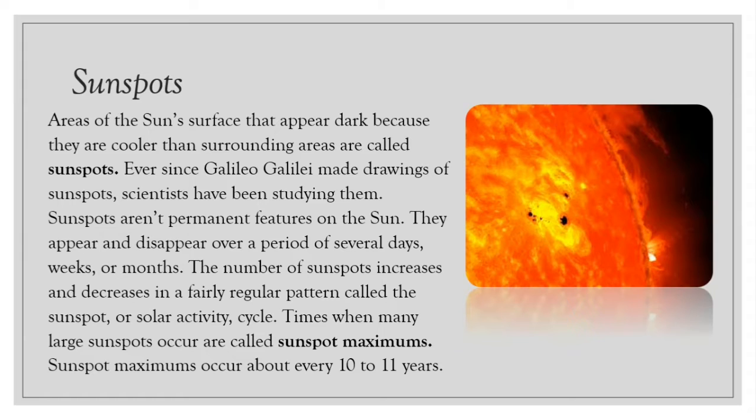The number of sunspots increases and decreases in a fairly regular pattern called the sunspot or solar activity cycle. Times when many large sunspots occur are called sunspot maximums. Sunspot maximums occur about every 10 to 11 years.